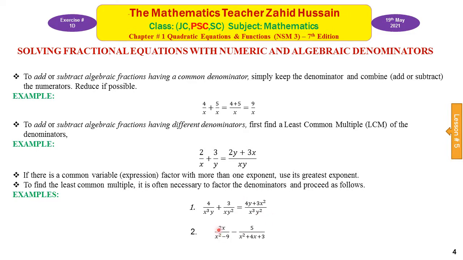Now in this case the denominator of the first fraction can be factorized. There is an expression and this expression can be factorized by using the a square minus b square type, and the denominator of the second fraction can also be factorized. So we will first factorize this denominator and this denominator, and then we will take the LCM and proceed further.